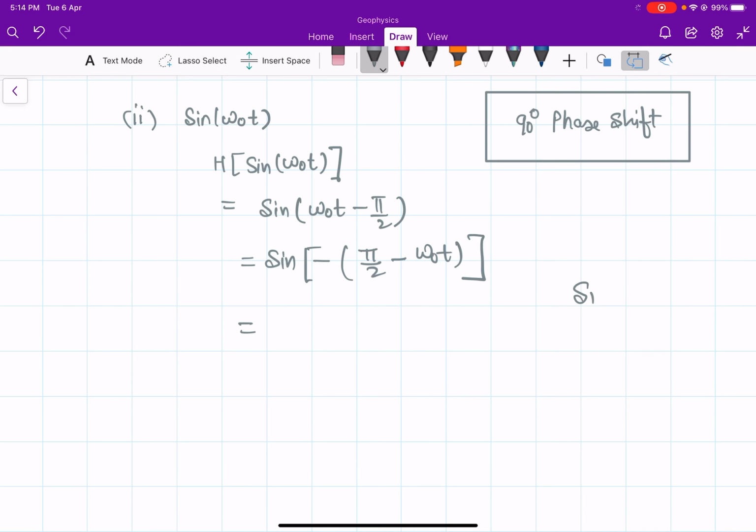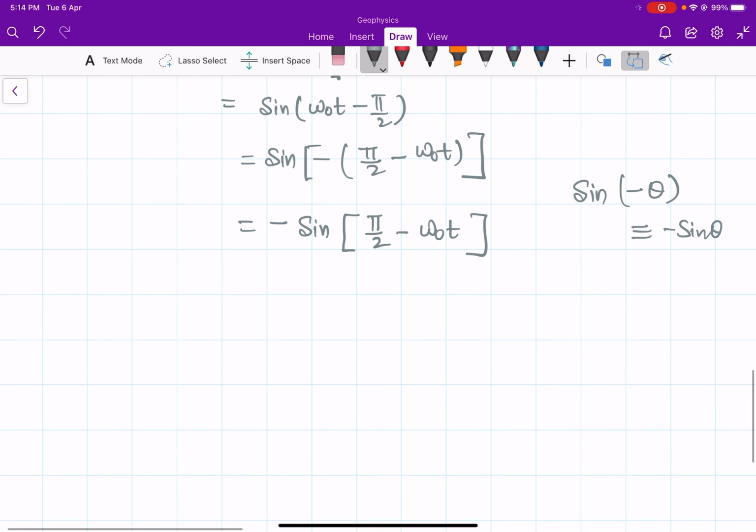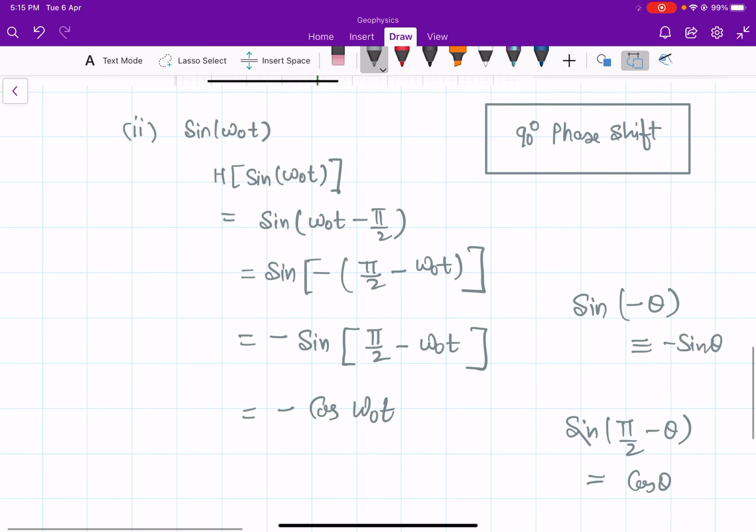As you know, sine of minus theta gives minus of sine theta. So this expression will give minus sine of pi by 2 minus omega naught t. Again, by the trigonometric identity, sine of pi by 2 minus theta gives cos theta. So this will become minus of cos omega naught t. So the Hilbert transformation of sine omega naught t will be minus of cos omega naught t.